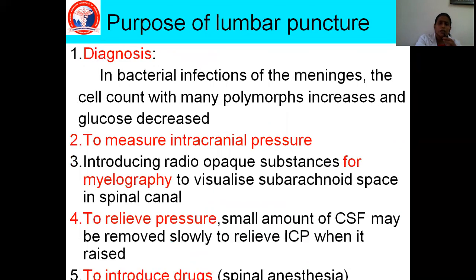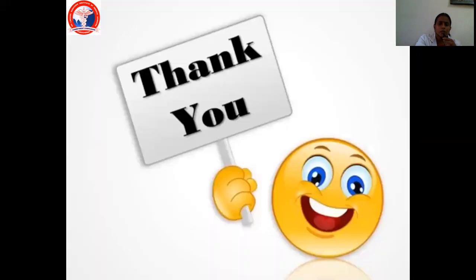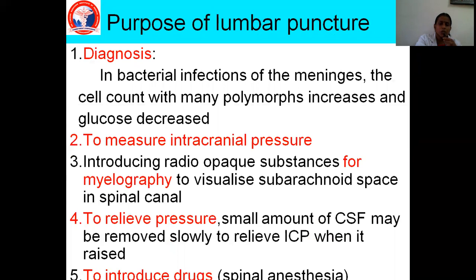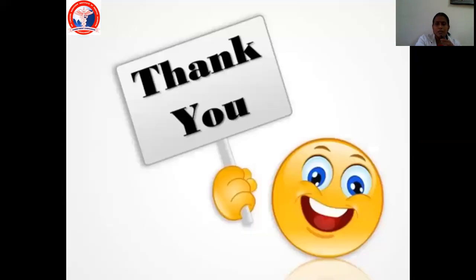The main purposes of lumbar puncture and cisternal puncture are for diagnosis, to measure the intracranial pressure, to introduce radio-opaque substances, to relieve pressure, and to introduce drugs.